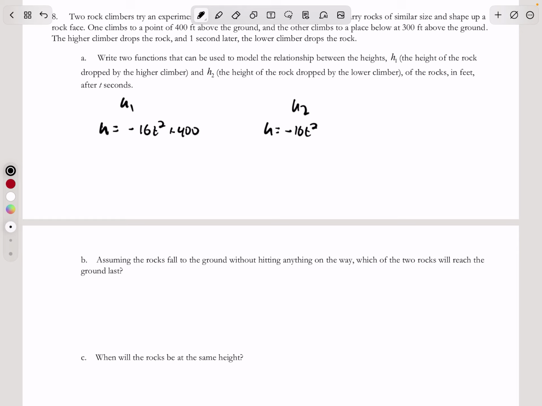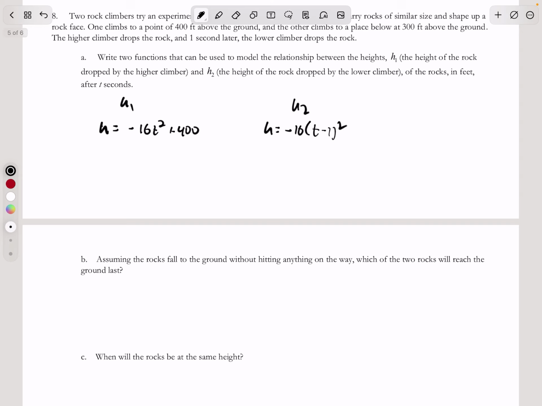Oh, I did make a small mistake here. Let me go back 1 second. It's not t squared. It's t minus 1 squared because they're a second behind. They drop their rock 1 second later, right? So it's not t squared, it's t minus 1. So when H1, when their rock has been dropping for 4 seconds, the second person has been dropping for 3 seconds. They're a second behind, so t minus 1.